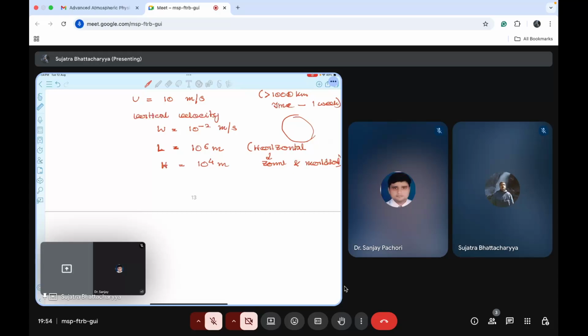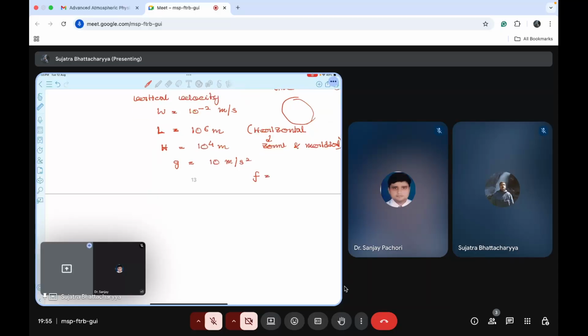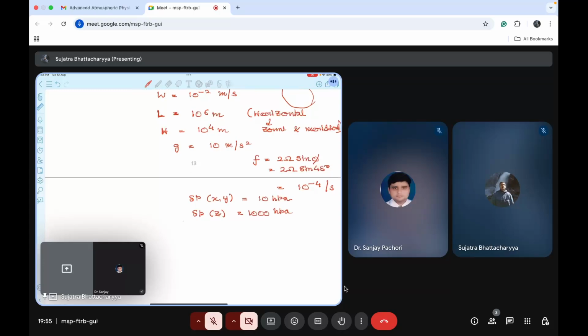Okay. g, we all know, gravity, 10 meters per second squared. f, the Coriolis parameter, 2 omega sine phi. This phi we generally take as 45 degrees because it is mid latitude, so f is about 10 to the power minus 4 per second. And the change in pressure in the horizontal direction, x or y, is about 10 hectopascal, and delta P in z is about 1000 hectopascal. Just remember these two.